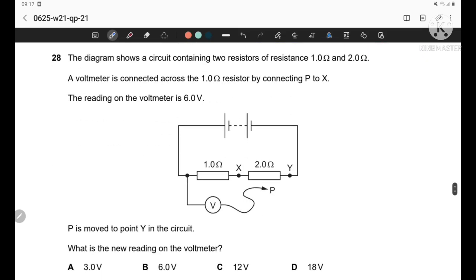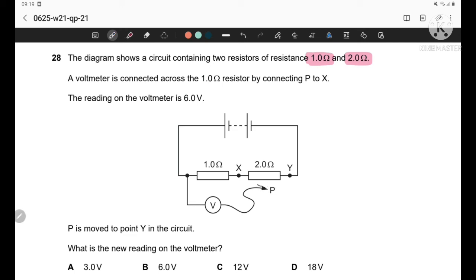Question 28. The diagram shows a circuit containing two resistors of resistance 1 ohm and 2 ohm. A voltmeter is connected across 1 ohm resistor by connecting P to X. The reading on the voltmeter is 6 volt. P is moved to point Y in the circuit. What is the new reading on the voltmeter?